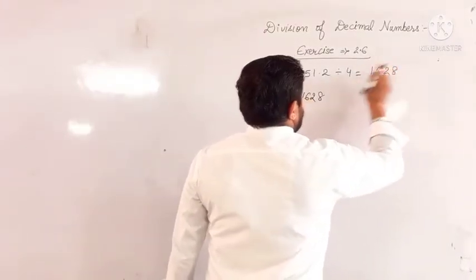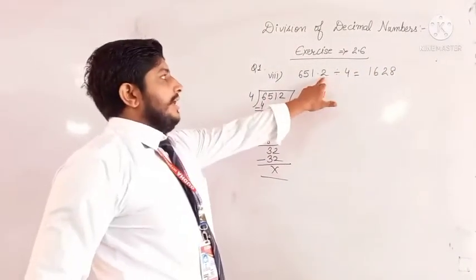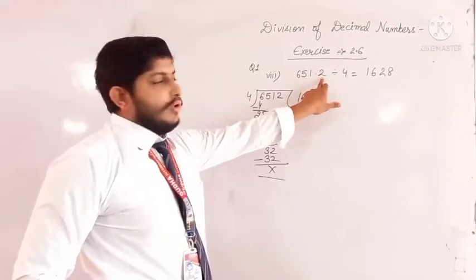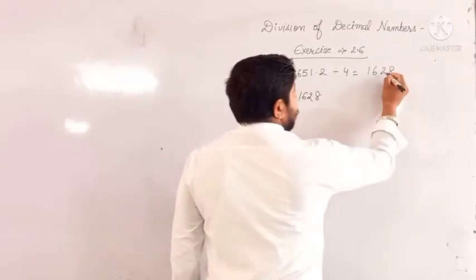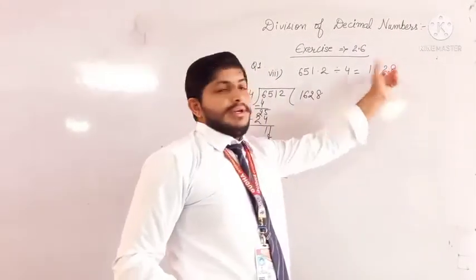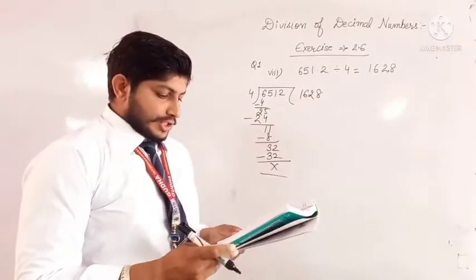1628. And in the dividend, there is a decimal. After the decimal, how many digits? Only 1. So we put the decimal here, just before 1 digit, beta. This one is your answer.